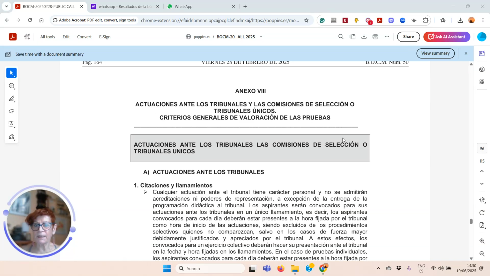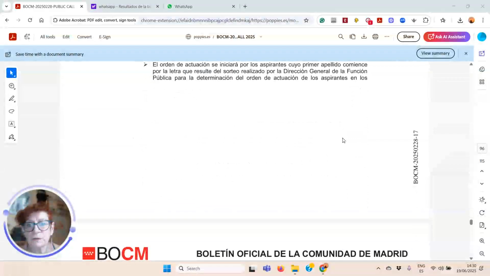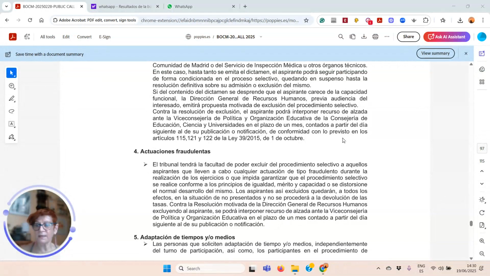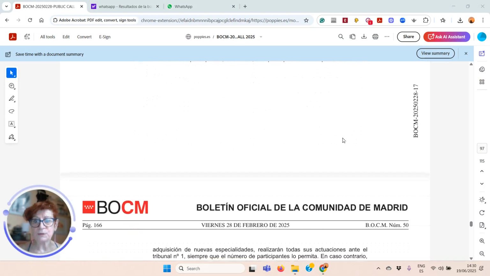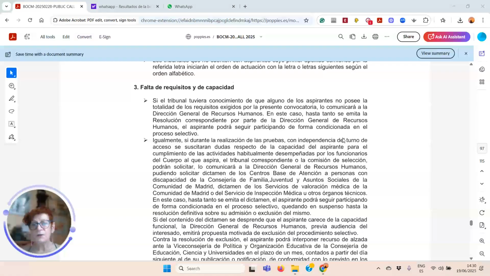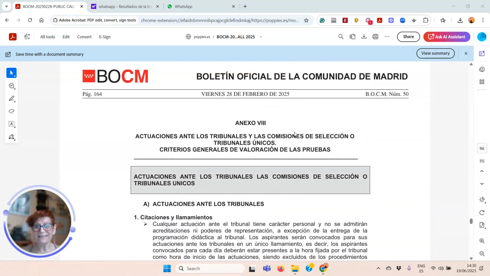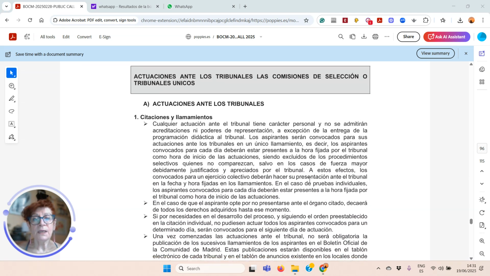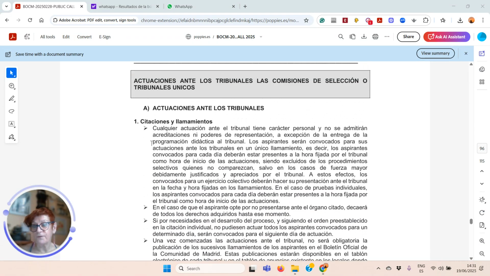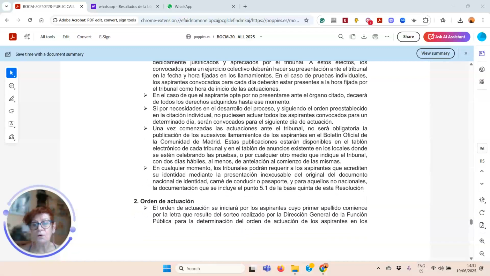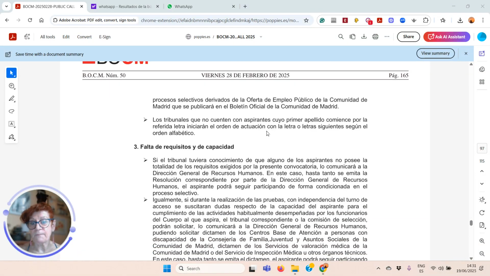Hi, just to clarify things concerning the topic essay, what you have to write for the topic, and the regulations concerning what you can do, what you cannot do, etc. Notice that in Annex 8 of Comunidad de Madrid, Madrid Autonomous Region, you have the regulations concerning the different panels and how the candidates need to see what they need to do. So you have when you will be called, the order, etc.